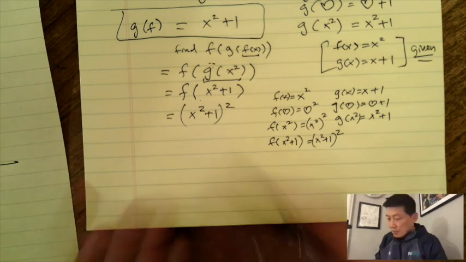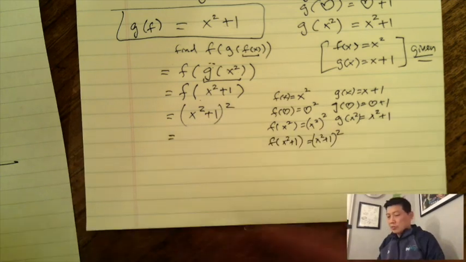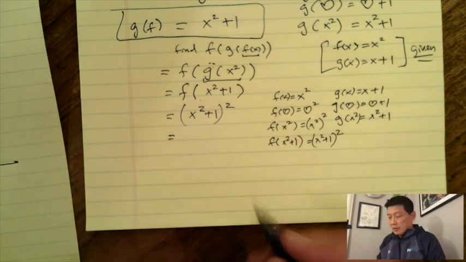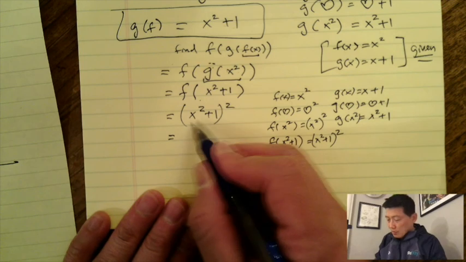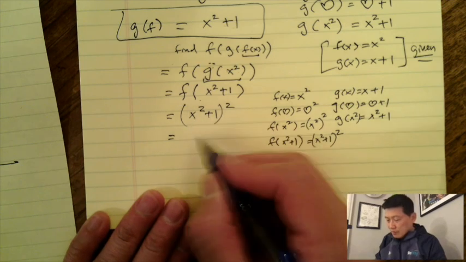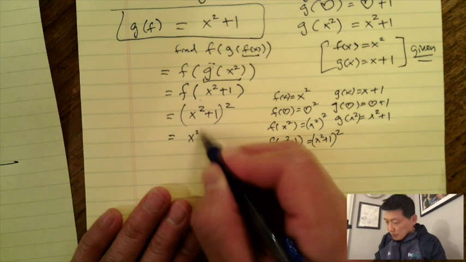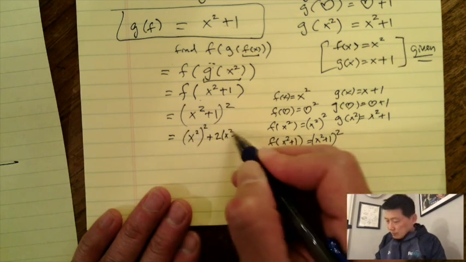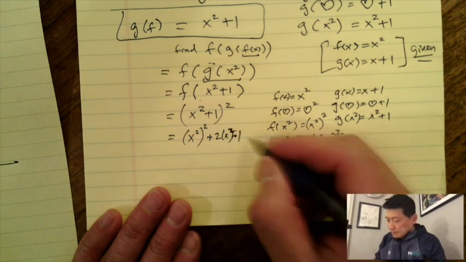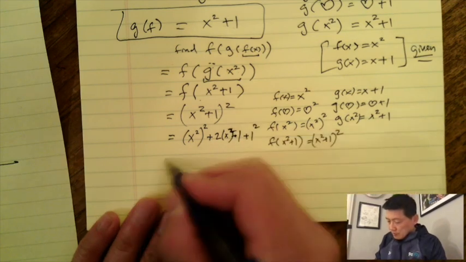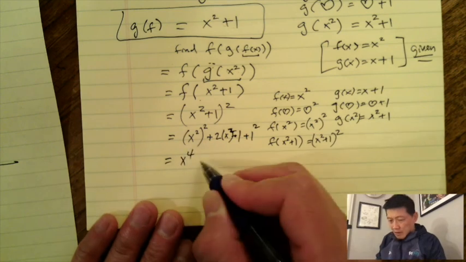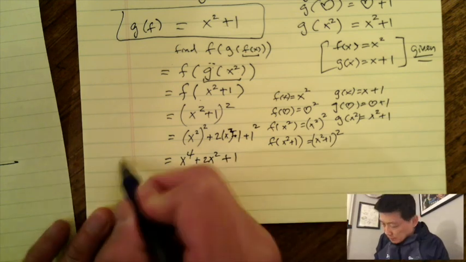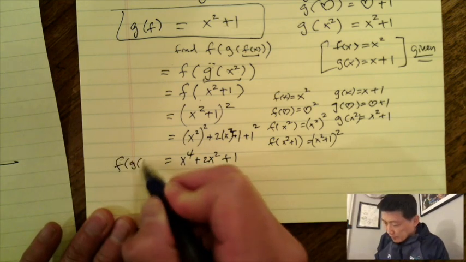Now all I need to do is to simplify this. This is a binomial expansion. So it's x squared plus 1, the parentheses squared, right? So it's x squared squared plus 2 times x squared times 1 plus 1 squared. We get x to the 4th power plus 2x squared plus 1. That is f of g of f.